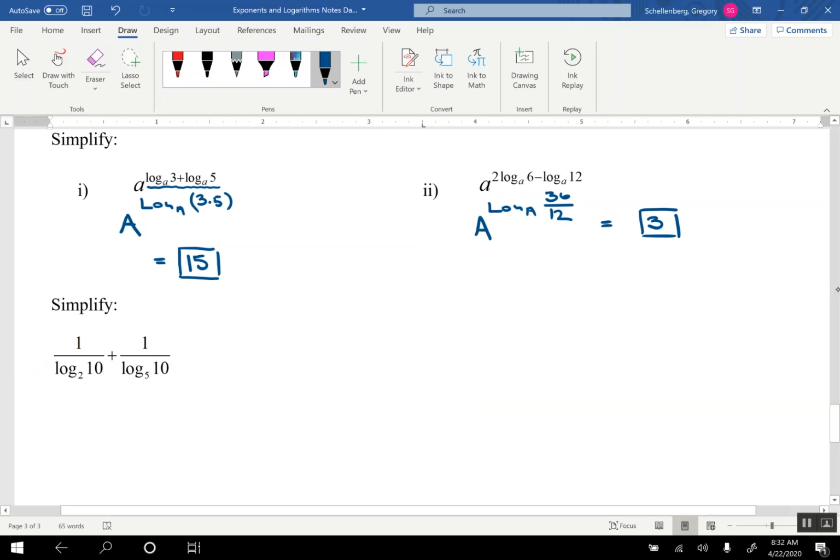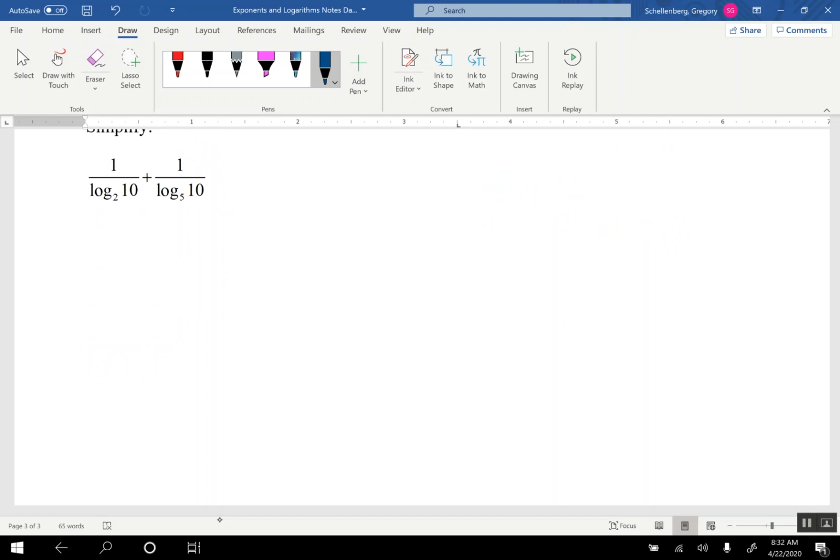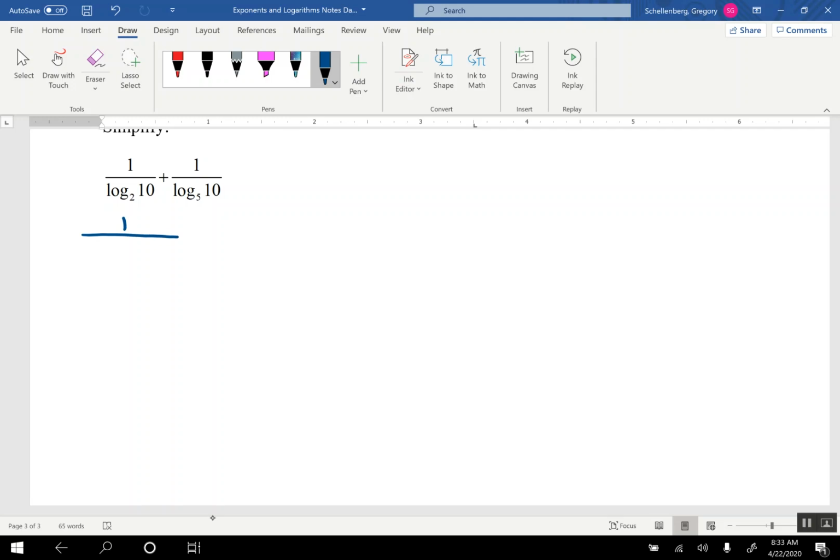And one last one. So we've got 1 divided by log base 2 of 10 plus 1 divided by log base 5 of 10. So we've got the reciprocal of these logarithms. Without skipping any steps, this is what it looks like. I'm going to rewrite log base 2 of 10 using our change base rule. So that's the log of 10 divided by the log of 2. And same thing over here: log 10 divided by log 5.